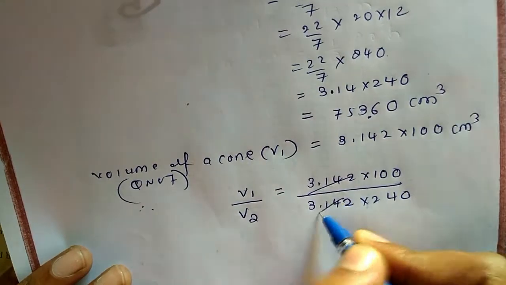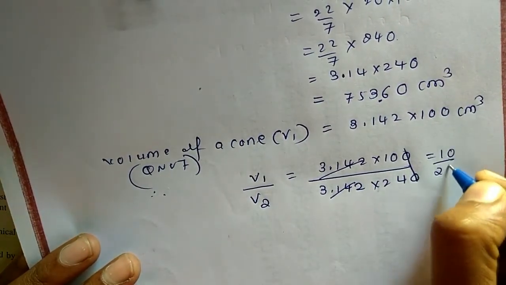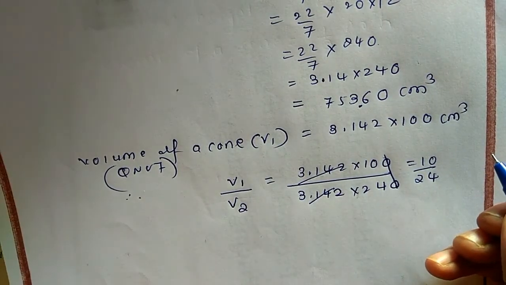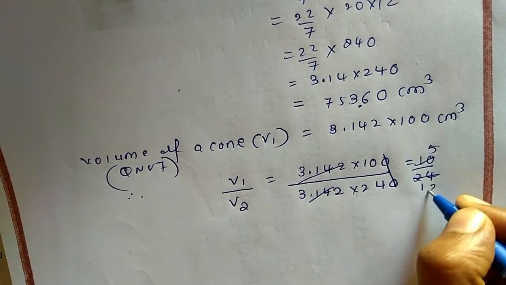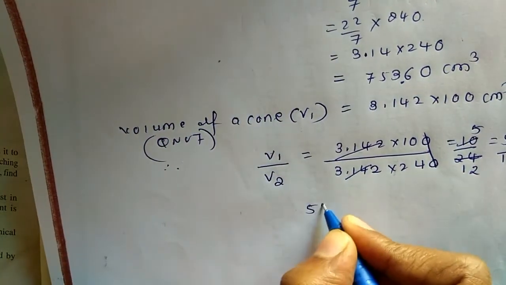So this will get cancelled. Then the zeros will get cancelled: 10 upon 24. Convert this into the lowest form. We can divide this by 2. 2 fives are 10, 2 ones are 2, 2 twos are 4. So 5 by 12. This is the lowest form. Therefore the ratio is 5:12.